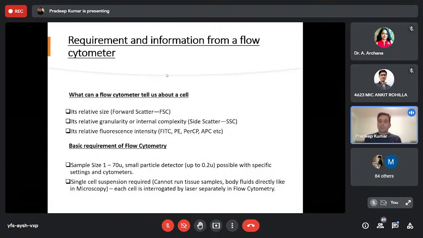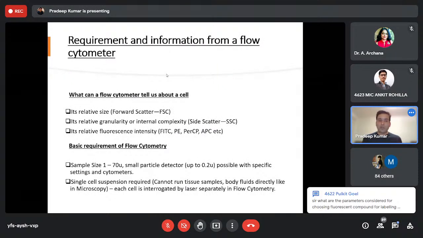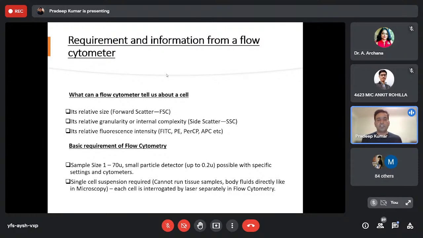Now, what are the requirements and the information we get from a flow cytometer? A flow cytometer gives us 3 pieces of information: size, internal complexity, and the third is fluorescence intensity. The information of size is called forward scatter. There are some specific terms that one needs to remember if they are doing flow cytometry, which are covered during training when the user is getting trained. So why we call it forward scatter, why we call it side scatter, we'll come to that part in future slides.